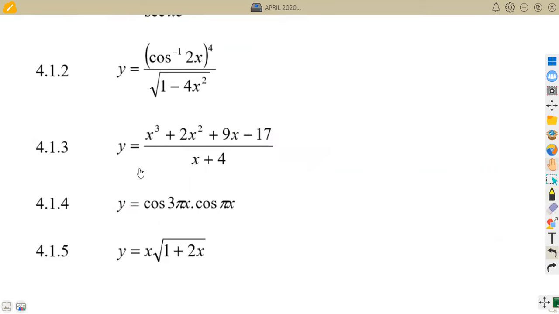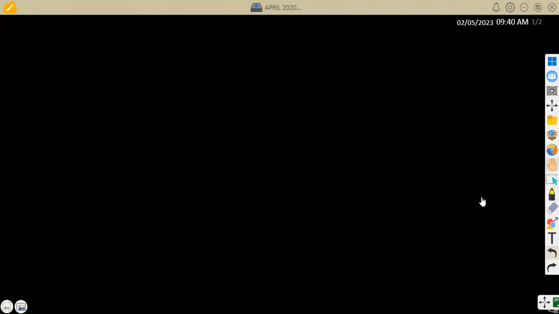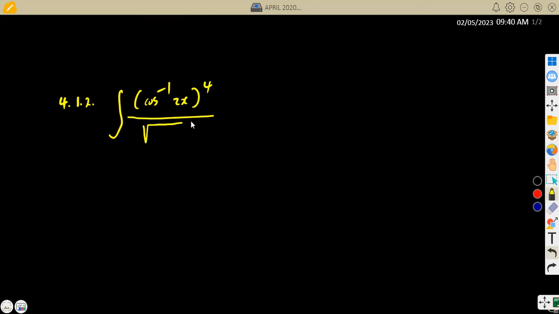Okay, I'm going to rewrite this question aside so that we can see what was supposed to happen here. All right, so this is question 4.12. We are given to find the integral of this whole expression: arc cos of 2x in brackets to the exponent of 4, everything over the square root of 1 minus 4x squared, with respect to x.